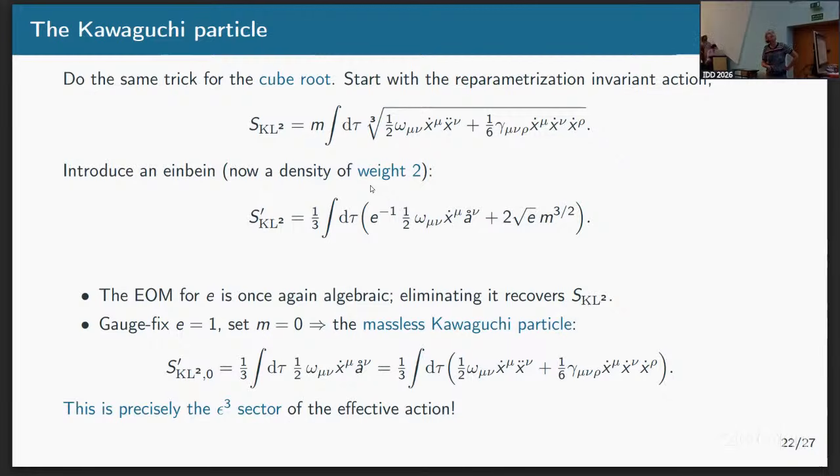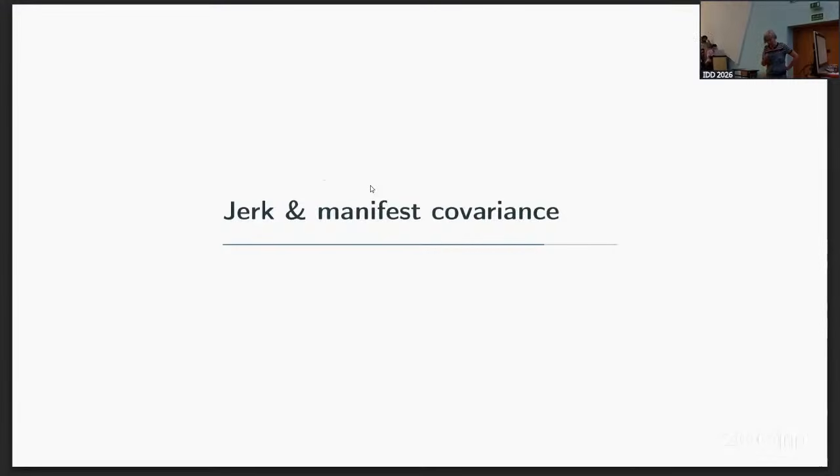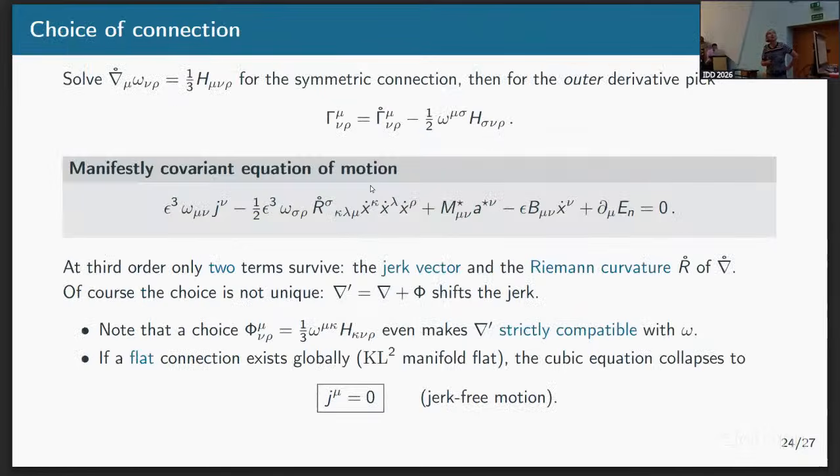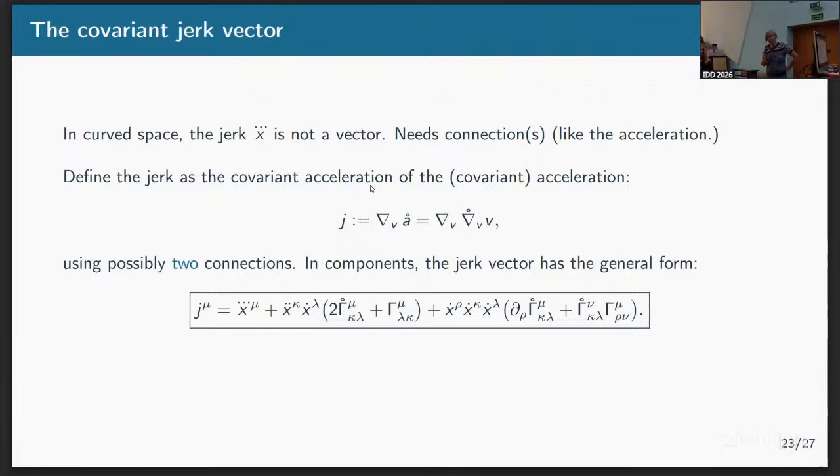And one thing that I still didn't tell you is, after this interpretation, the geometric understanding of the cubic action, what is the definition, the covariant definition of jerk?